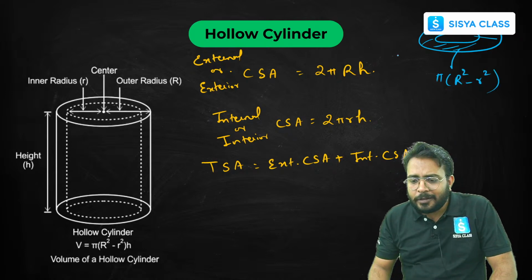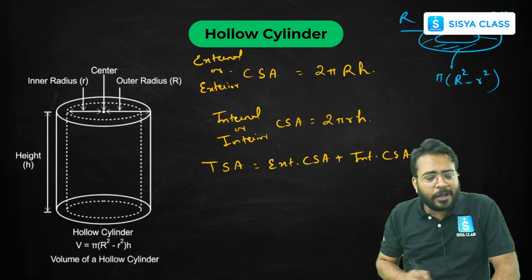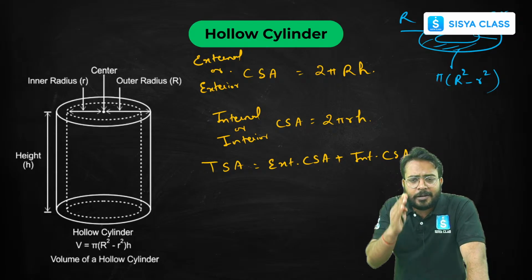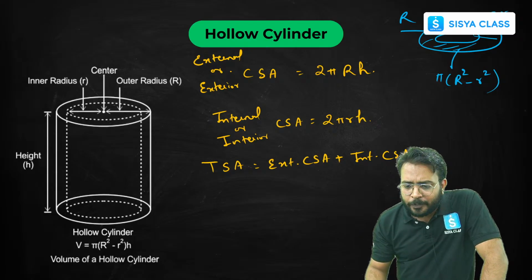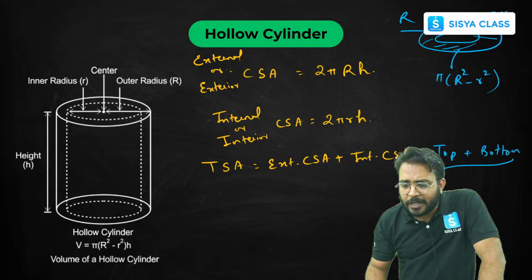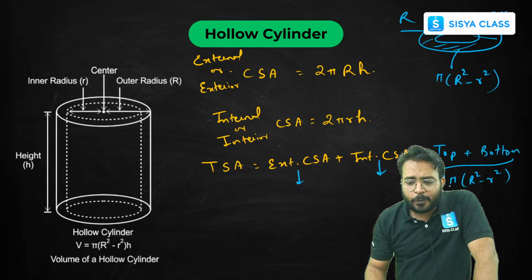Why? Because the outer radius is capital R and the inner radius is small r. So the exterior curved surface area, the interior curved surface area, plus the top and bottom. And what is the top and bottom? They are going to be the same, that is going to be 2π(R² − r²), and the rest everything you can substitute.